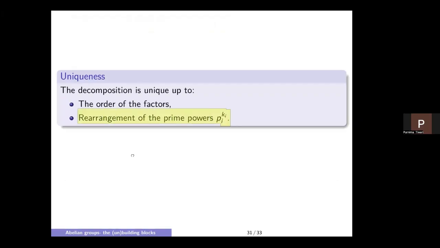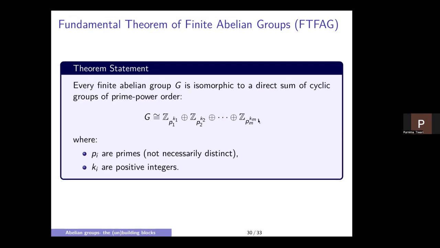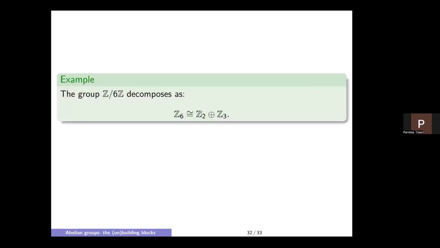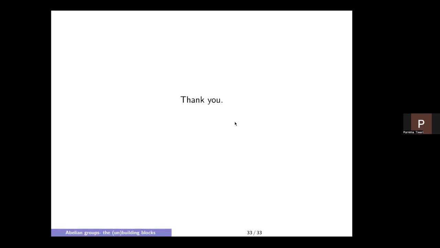Yes, that's understandable, the rearrangement of the prime powers. We can of course play around with, say, if we have written Z2 cross Z3, we can also write it as Z3 cross Z2. It wouldn't really change the structure of the group. It would definitely change the notation of the elements. The primes are not necessarily supposed to be distinct. And of course, the powers of the primes must be positive integers. Just as Z6 decomposes into Z2 with the direct product with Z3.